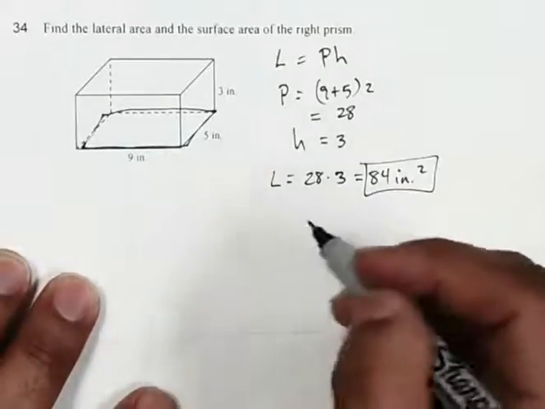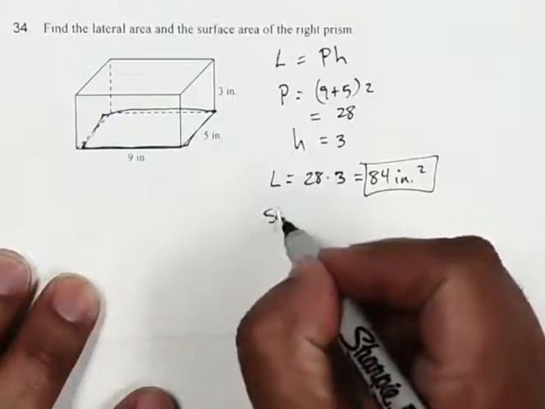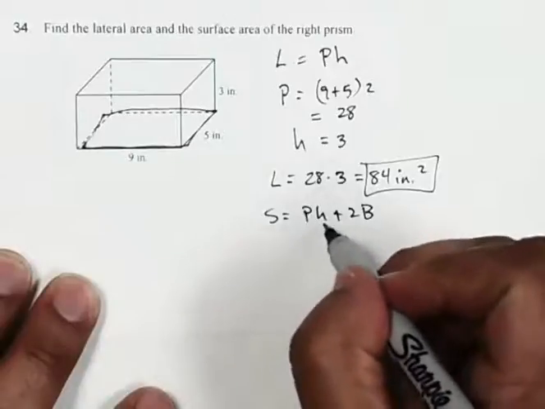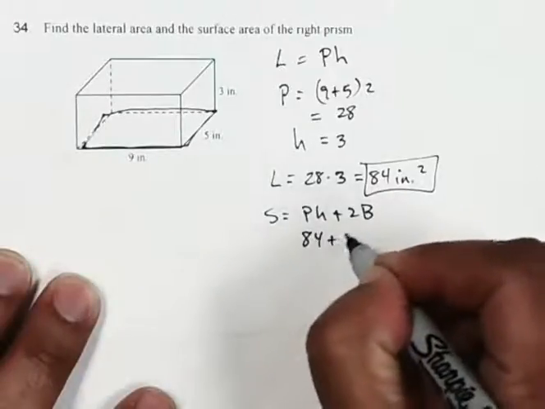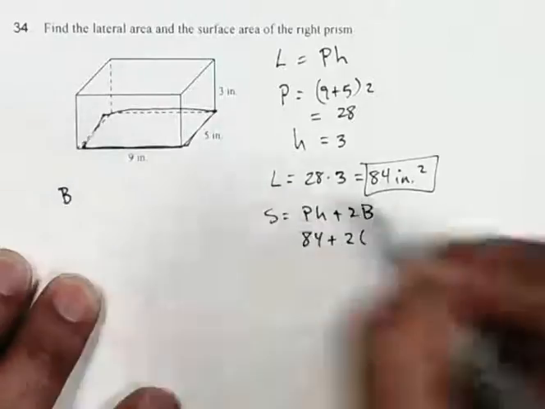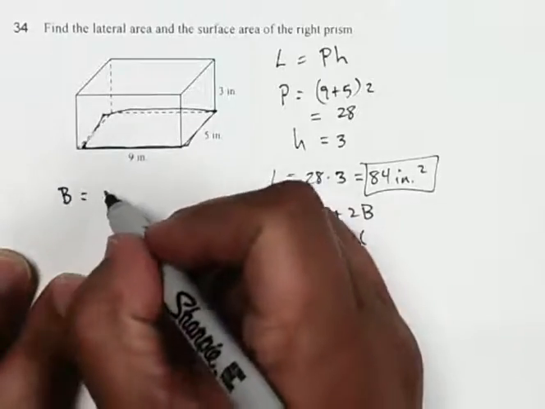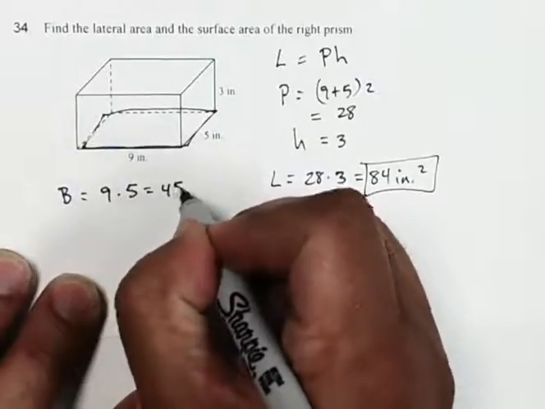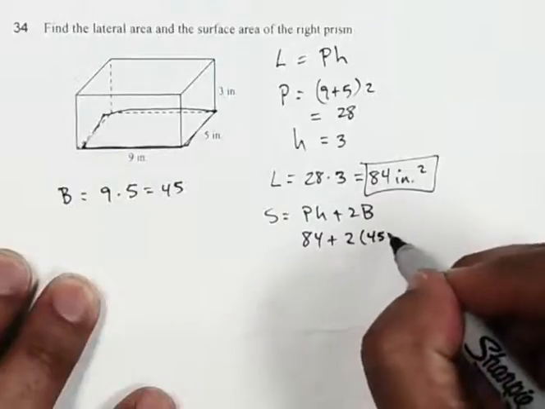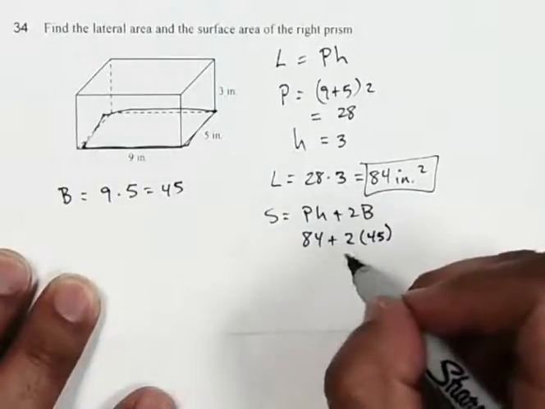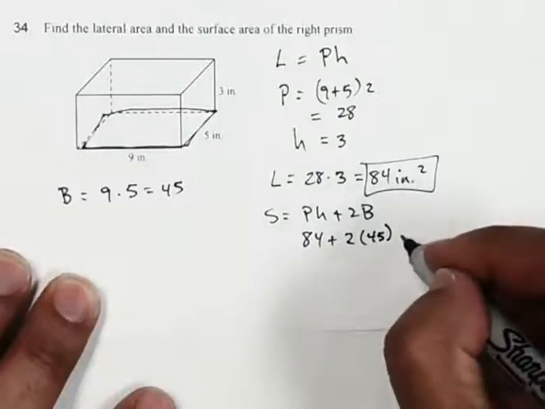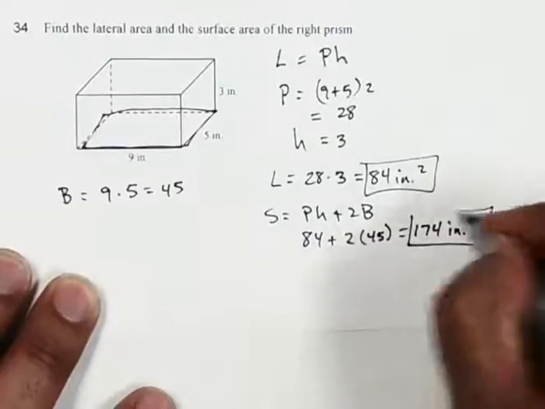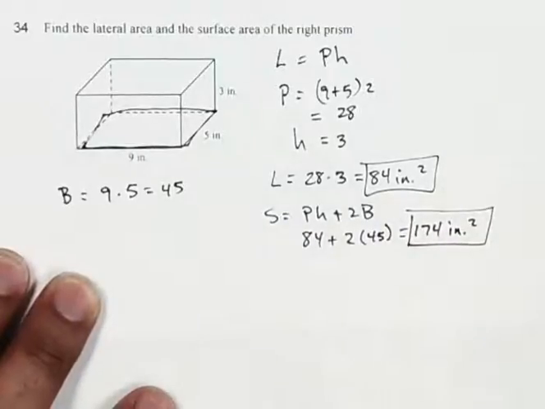All right. For my total surface area, that is PH plus 2B. Okay, perimeter of the base times the height we already figured out as 84. So I need to find out my B, which is the area of the base. That's just base times height or length times width, whichever one you want to use. 9 times 5 is 45. So I want to do 2 times 45. Okay, and so 84 plus 2 times 45 is going to be 174 inches squared. All right, and that's going to give me my total surface area.